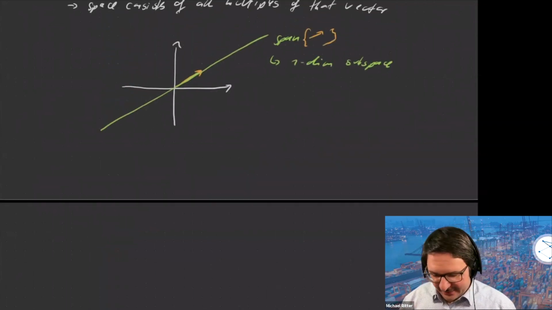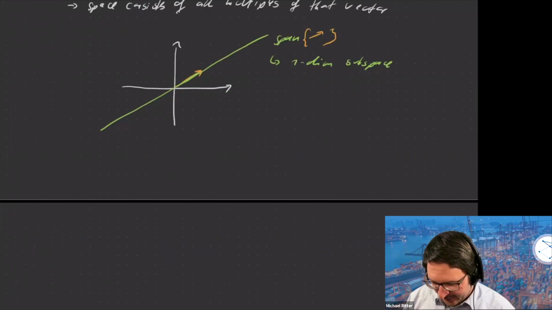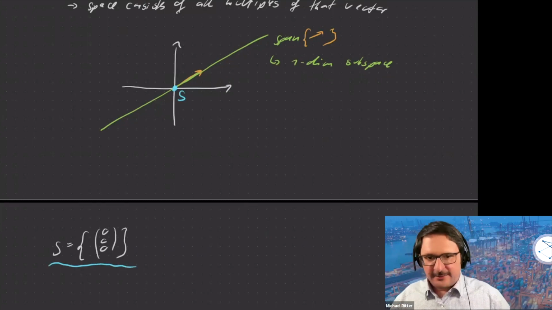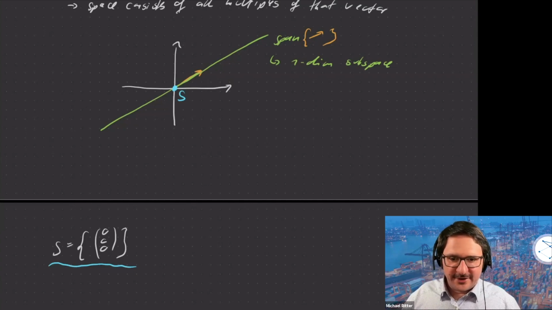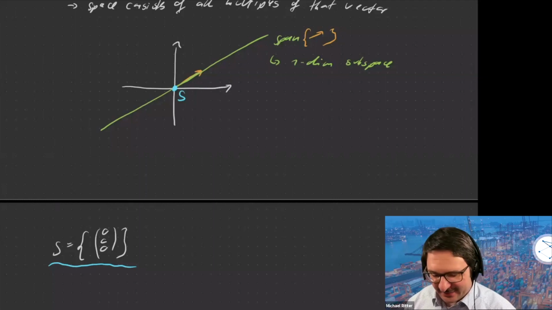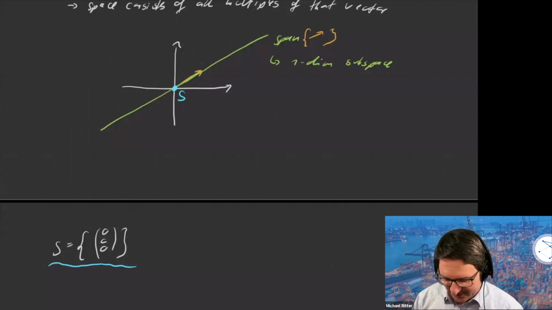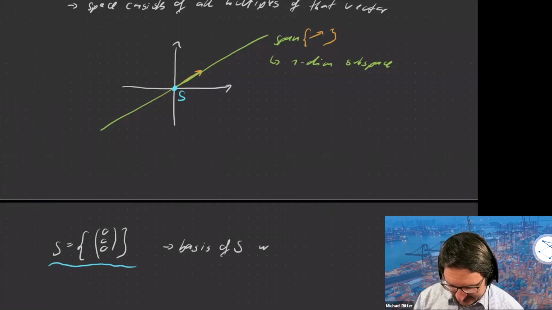A thing like the kernel in this case, where the space was just the 0 vector, that would look like this here. So we have just this point here. That's our S here. That consists just of the 0 vector. And that's a 0-dimensional space because it has a basis of size 0. And that is more or less something that we defined as a convention. A basis of S, of this space here, would be the empty set.